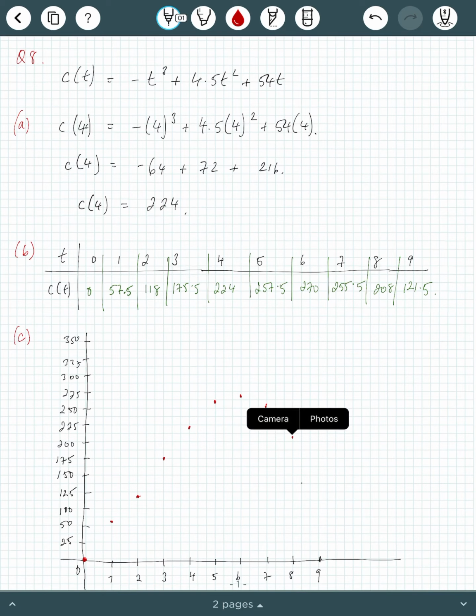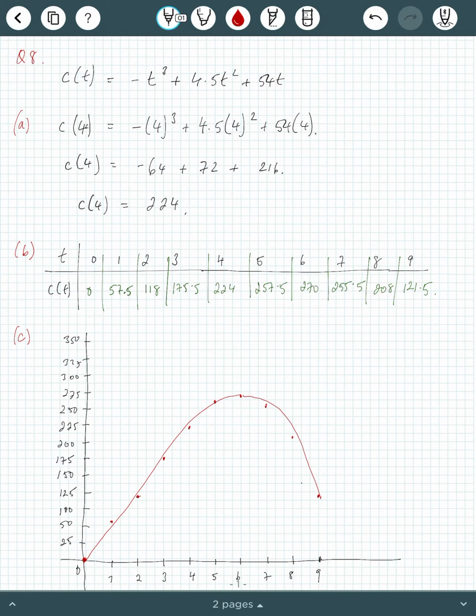And 9 is 121.5. Just below that there. Okay, we can sketch that there. Alright, and there you have your graph, lads. Okay.